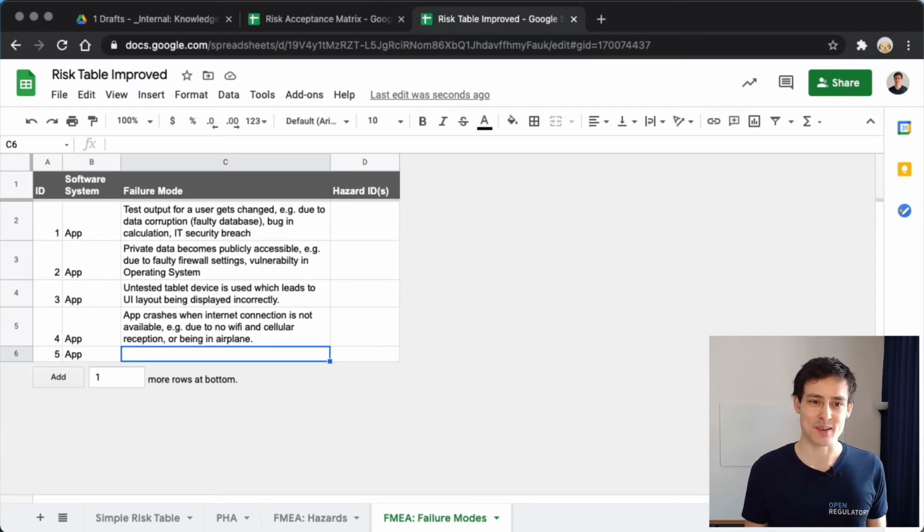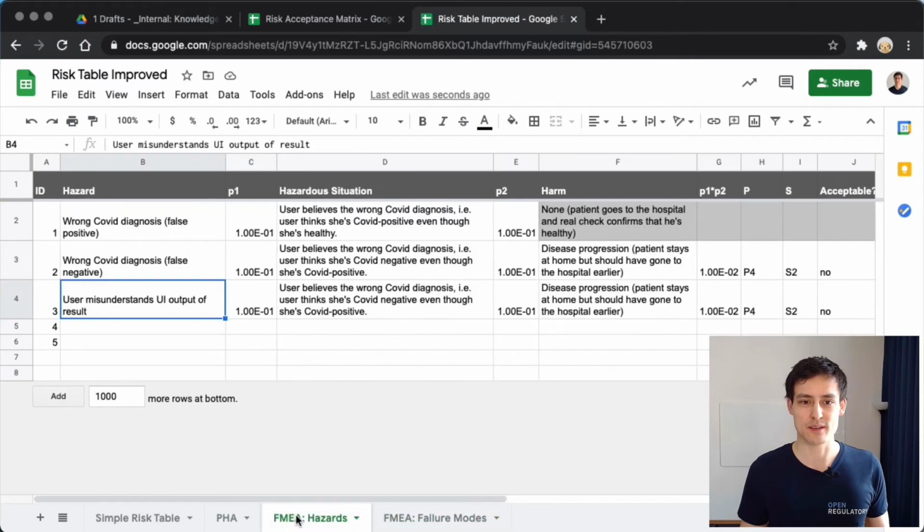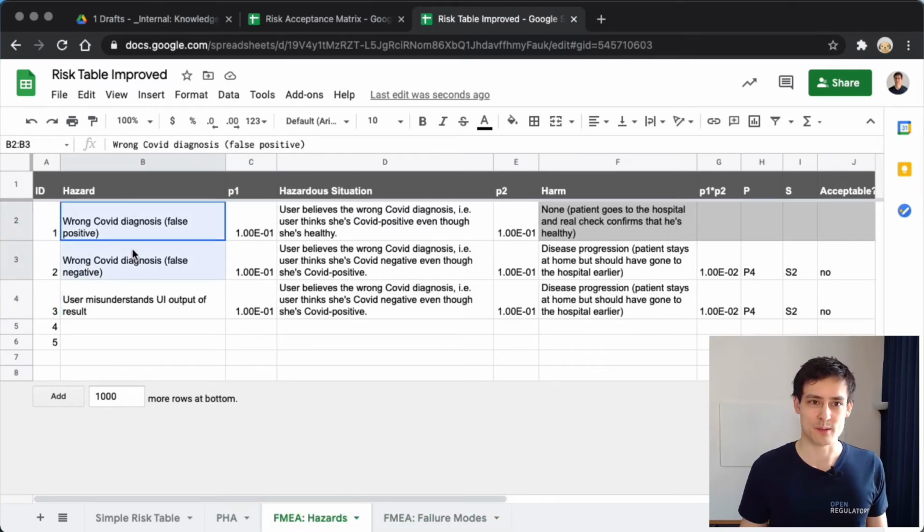Where I'm going here is, maybe you have a crappy camera, and our Magic COVID application relies on taking a picture of someone and then says whether that person has COVID or not. But what happens if the camera has 2 megapixels instead of 20? Maybe the resolution of the picture is not good enough, but you wouldn't notice that because the picture just gets tested for whether there's COVID in the face. Then we would be in the FMEA hazards table, with our wrong COVID diagnosis, which is a false positive or false negative.